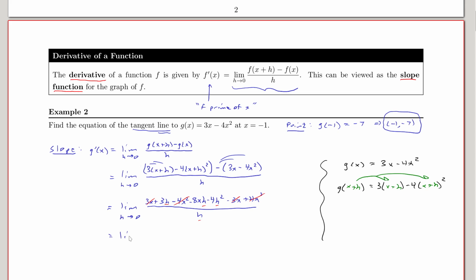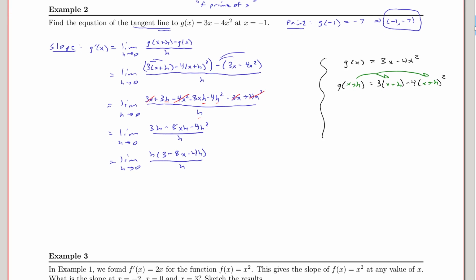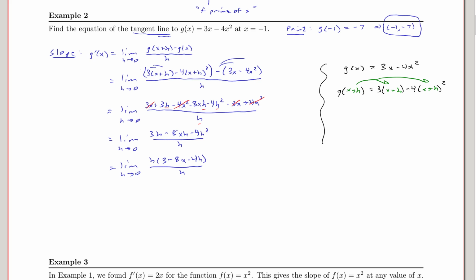So this will be the limit as h approaches 0. Let's just clean it up on top. We have 3h minus 8xh minus 4h squared over h. If I factor out an h, that'll leave me with 3 minus 8x minus 4h over h. Let me scroll down a little bit here. I remembered this time. So the h's drop.